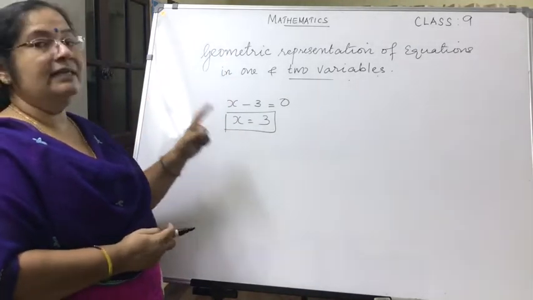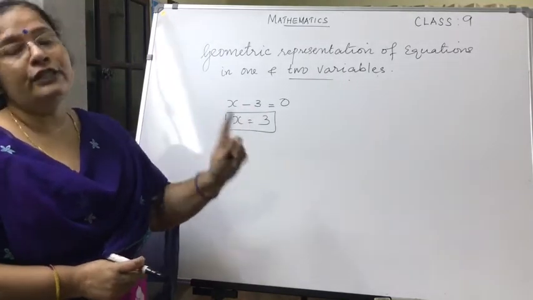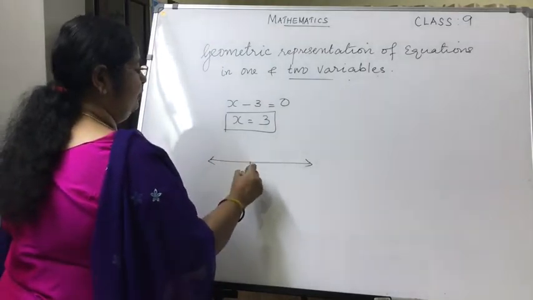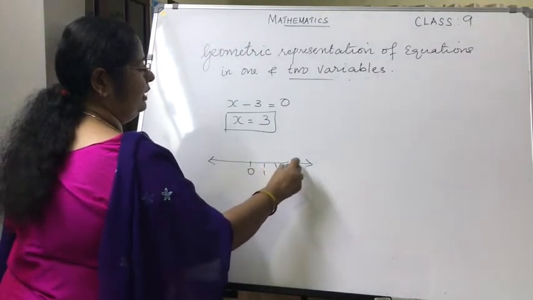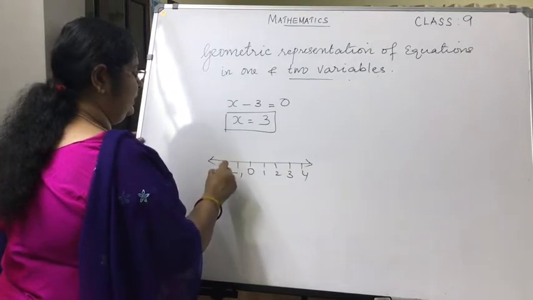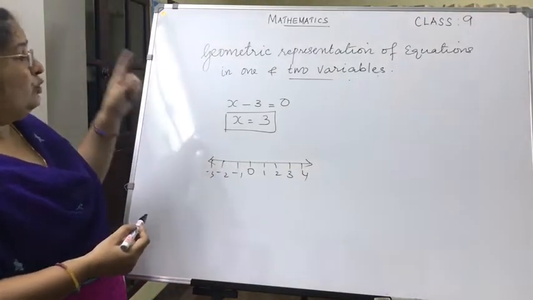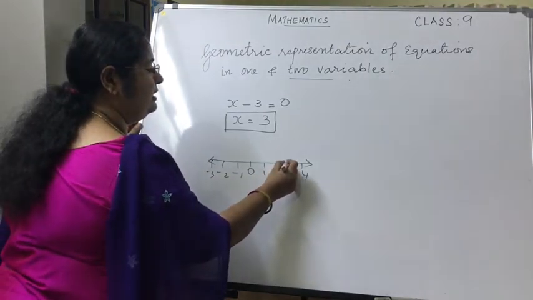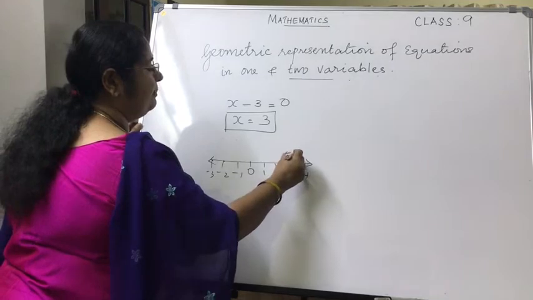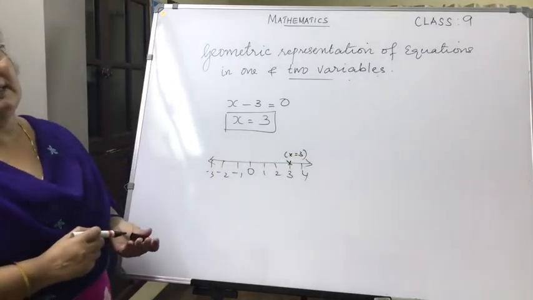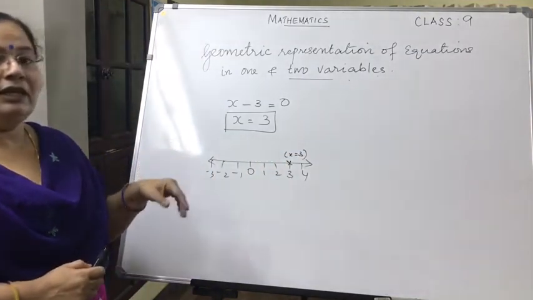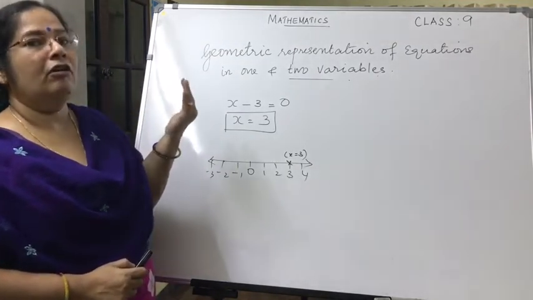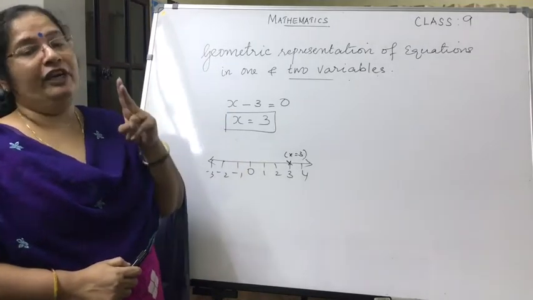So, because it is x, you will be taking the horizontal number line. So, you are having the horizontal number line, say 0, 1, 2, 3, 4, here minus 1, minus 2, minus 3, it is going on. So, where will be our x equal to 3? x is equal to 3. This will be the geometric representation of x minus 3 equal to 0 or x equal to 3 in one variable. Now, the same thing we can draw or represent in two variables.